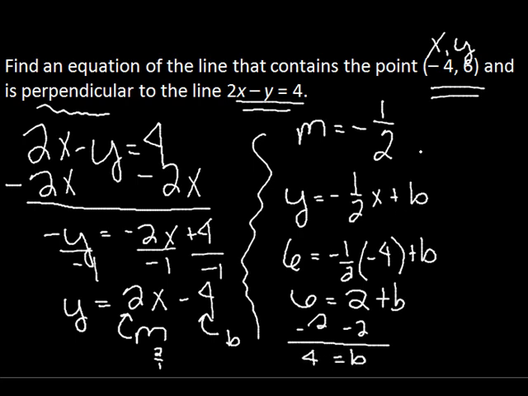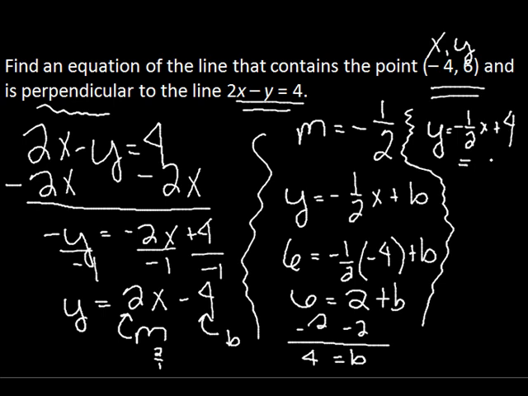Now hopefully I have enough room in here. So the equation of the line that contains the point negative 4, 6 and is perpendicular to the line 2x minus y equals 4 is y equals negative 1 half x plus 4. Here's my slope, and here's my y-intercept.